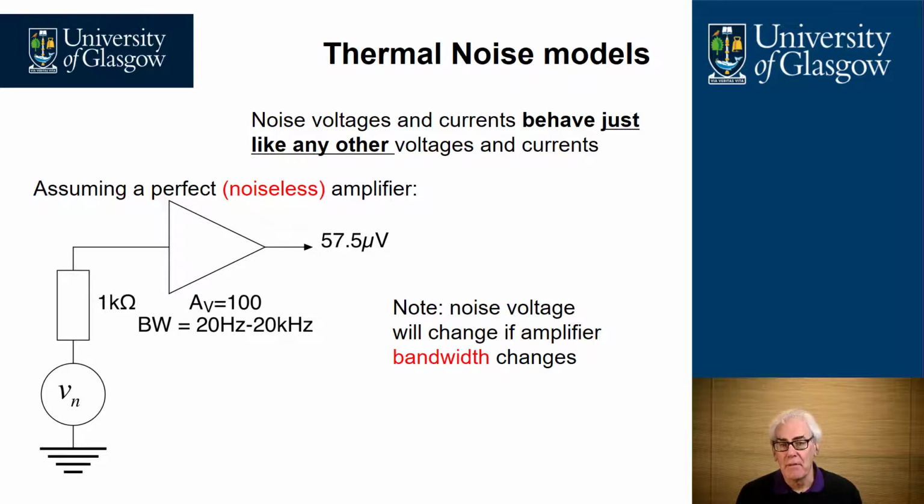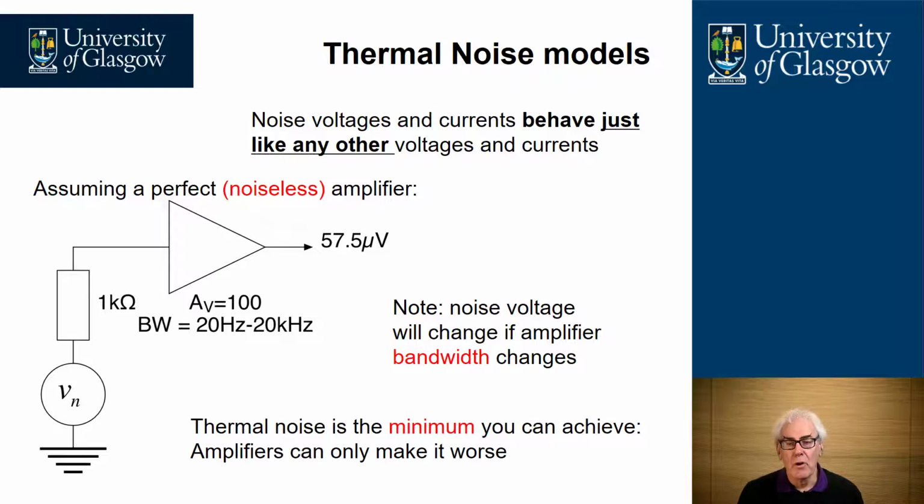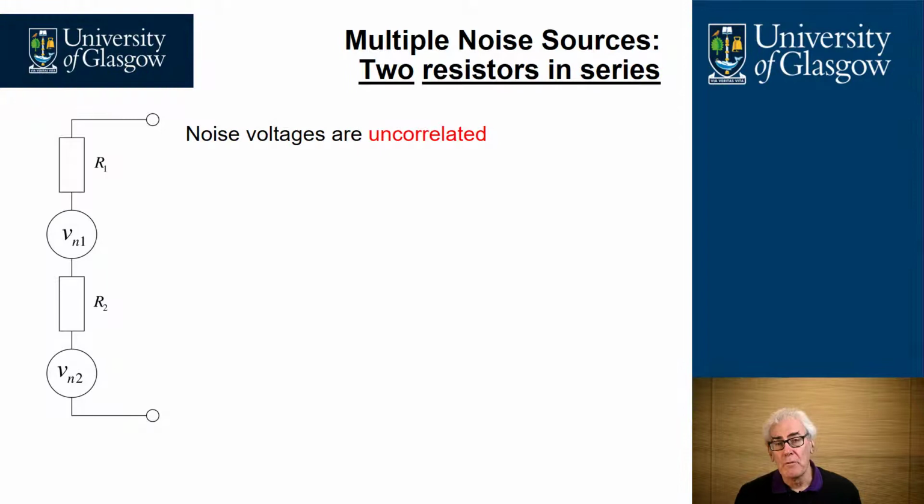If you were to change the amplifier bandwidth, then it would increase or decrease the noise. And thermal noise for any given circuit is the minimum you can achieve. When you apply amplifiers, you can never make noise better, you can only make noise worse. And that's an important learning from noise analysis, is that any amplifier or circuit will always make the noise worse. You can never make it better. For certain applications, they actually cool the amplifiers down to low temperature because the temperature will reduce the amount of noise that they're generating. So far we've just looked at one resistor.